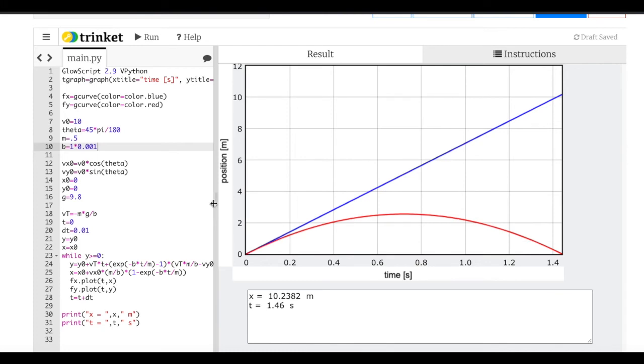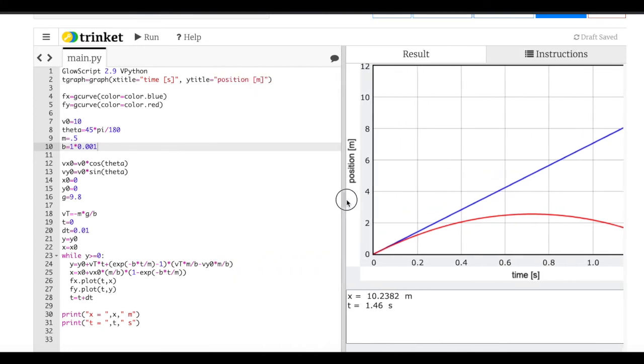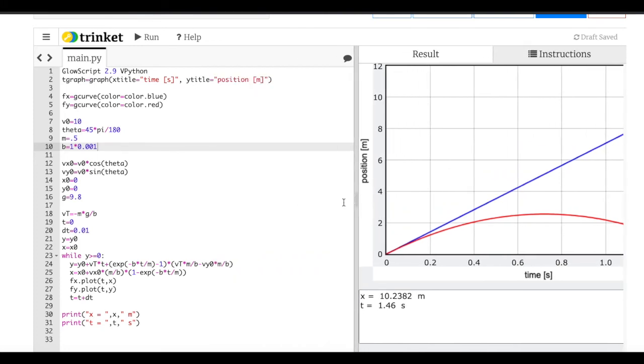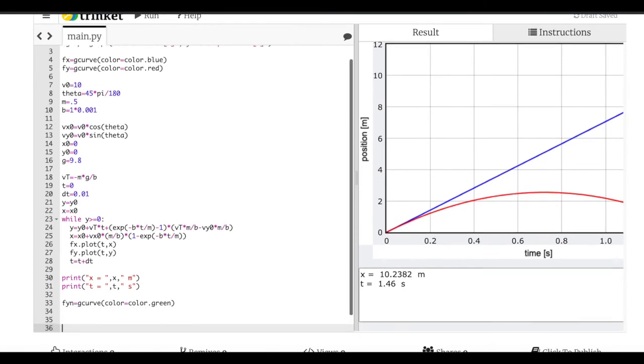Now what I want to do is repeat this whole thing, but do it numerically. So let's make one more graph. Let's make this fyn, for numerical, equals gcurve, color green. And I won't plot the other one. Now I need to do this same motion, but using forces.